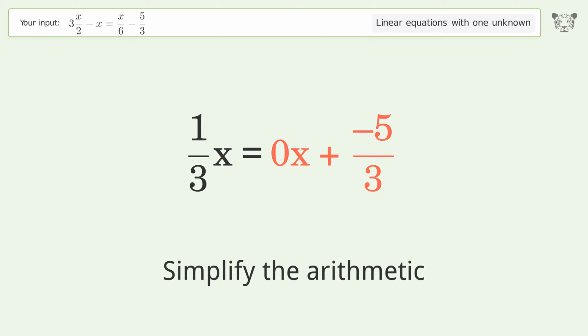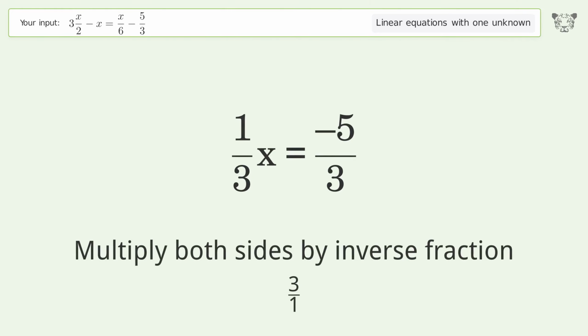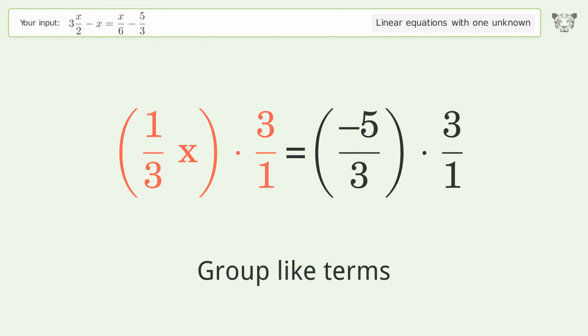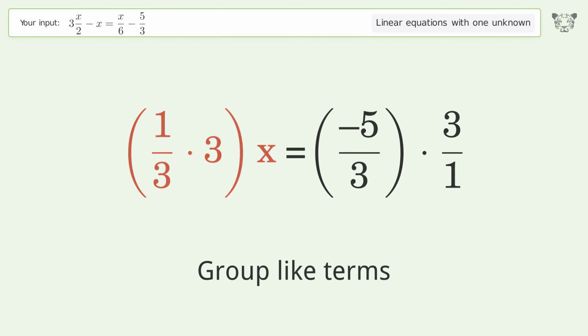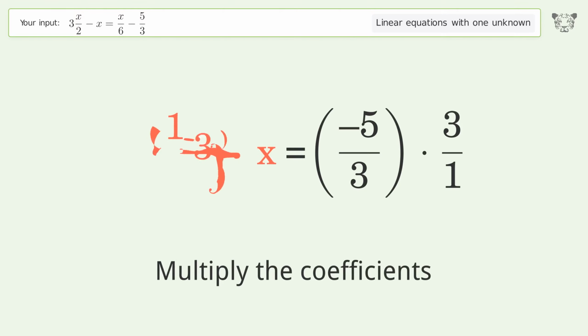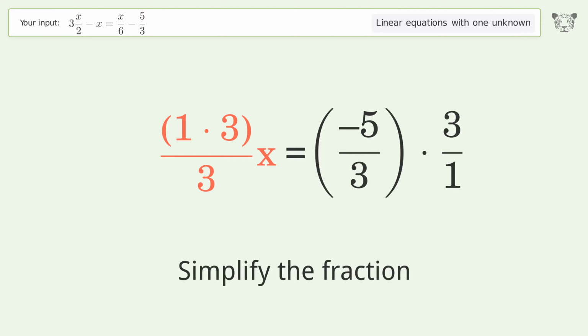Simplify the arithmetic. Isolate the x. Multiply both sides by inverse fraction 3/1. Group like terms. Multiply the coefficients. Simplify the fraction.